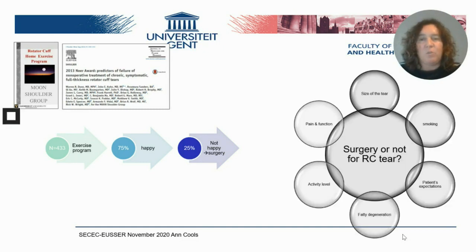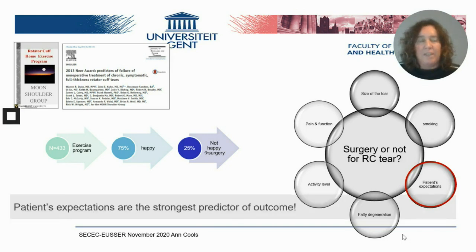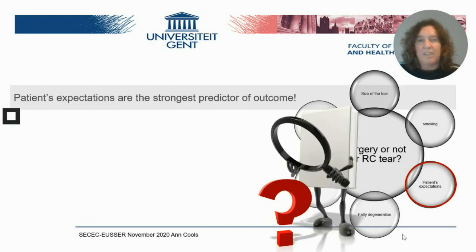So the question was, what is the big predictor for a negative outcome of the non-operative treatment? And it seems that the patient's expectations were the major predictor of negative outcome of exercise therapy. So what do we do with that in the practice? Well, I think it's very important that we should create some positive, realistic expectations from our patients.